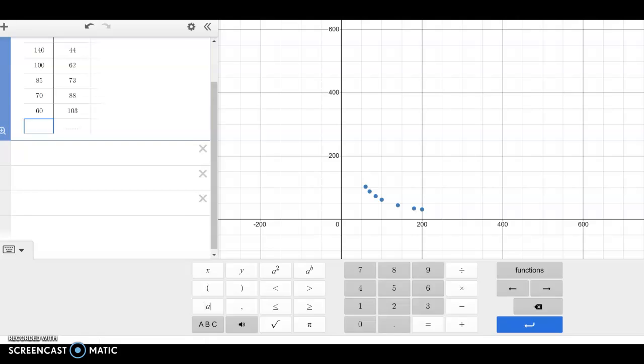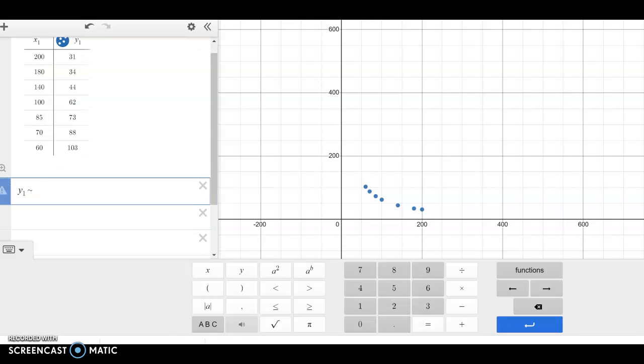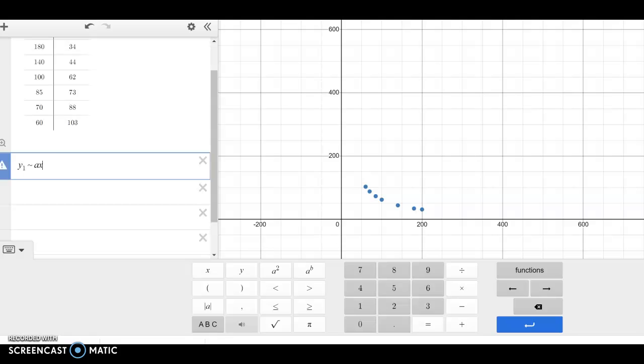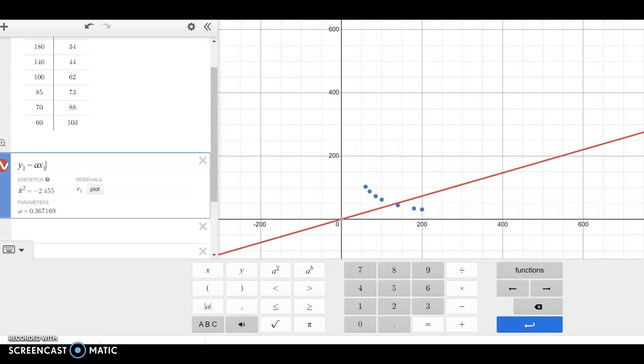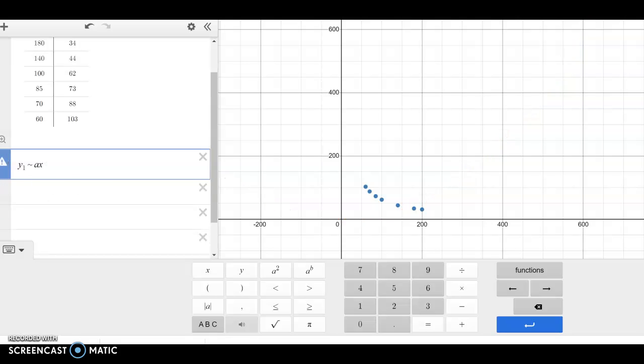Or I could try the one I think it probably is just from looking at it, which is inverse, which is y1 equals, let's see, inverse. So it'd be a x, oops, gonna have to be x1, isn't it? 1 over x to the negative 1.